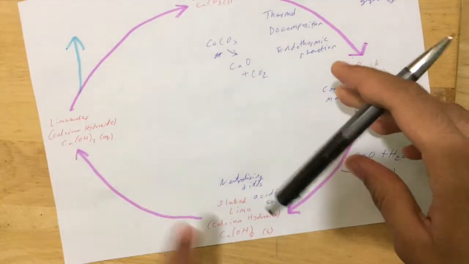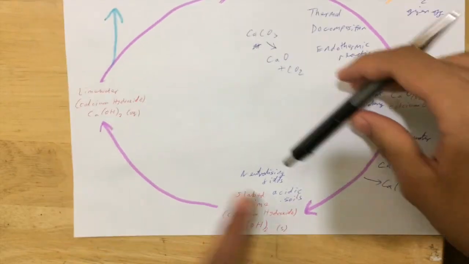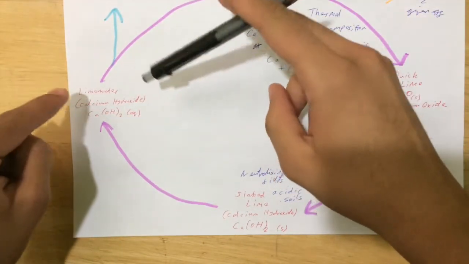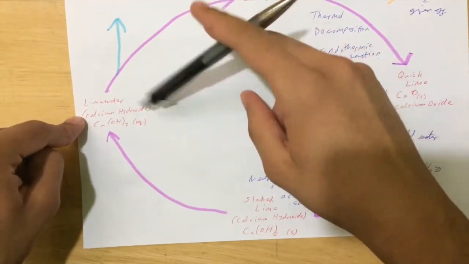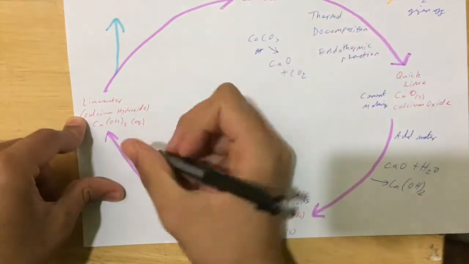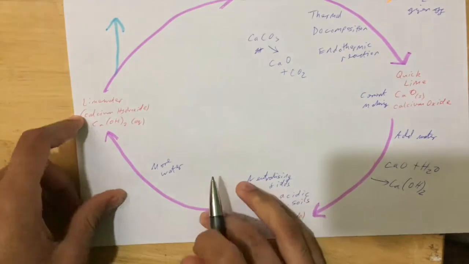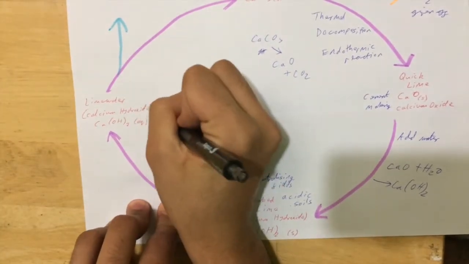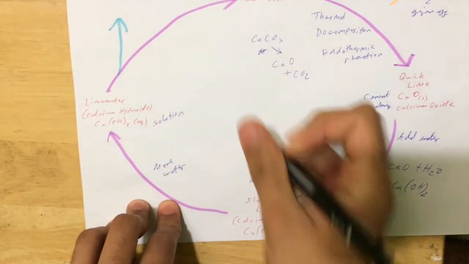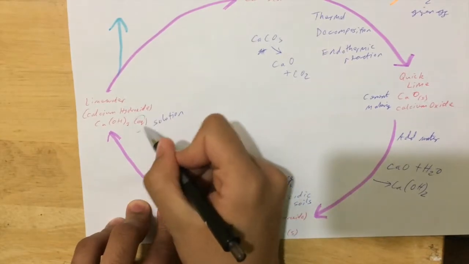Now how do we get from slaked lime, calcium hydroxide, to calcium hydroxide solution, also referred to as lime water? We add even more water. Now remember, if we add more water, it becomes a solution. And that's what the aqueous means.